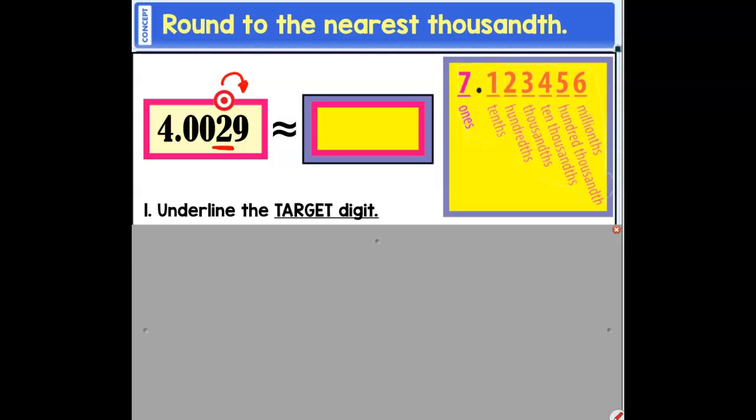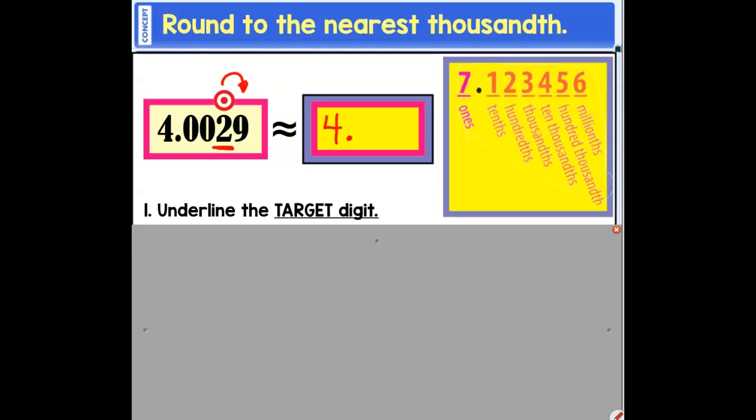Well, I'm going to look back at the number before it. What does that 9 tell me to do? Having a 9 in the ten-thousandths place, does that tell me to round up? 5 or more? Yep, 29 would be closer to rounding to the next digit, which would be 3.